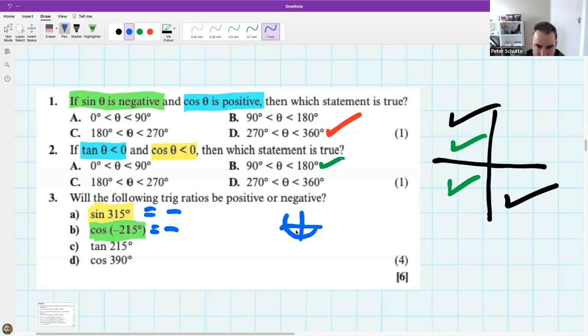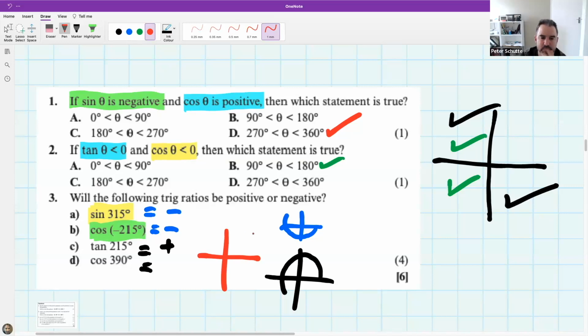Yeah. Notice how that negative angle goes the other way around. Okay, what about tan of 215? Is that positive or is that negative? So 215 gets me here, so that's positive. And what about the cos of 390? What's that going to be, positive or negative? So 390 is the whole way around plus another 30, which is in quadrant 1, and everything is positive in quadrant 1.